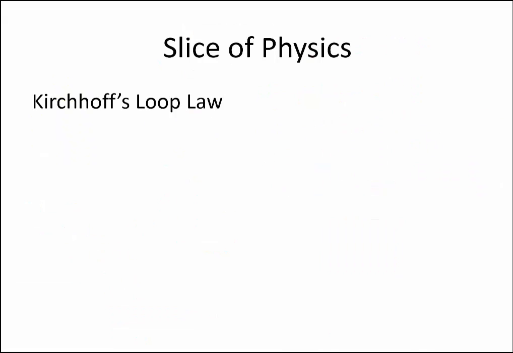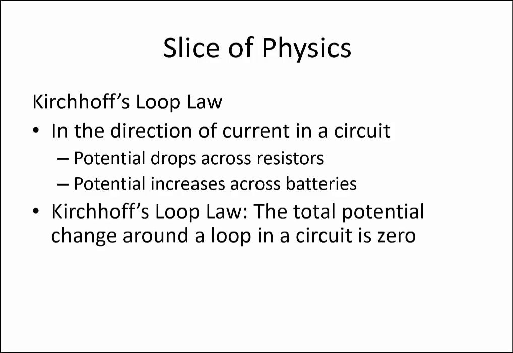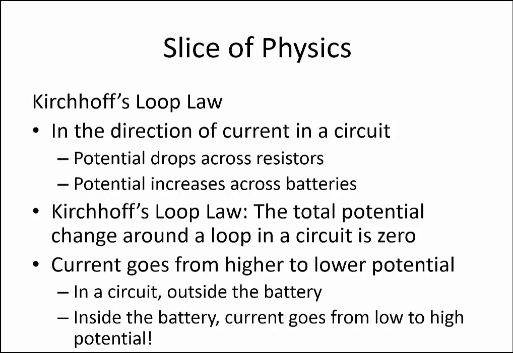To summarize, in this slice of physics, we learned Kirchhoff's loop law. First, we saw that in the direction of current in a circuit, potential drops when you cross a resistor and potential increases when you cross batteries. Then we looked at Kirchhoff's loop law, which told us that the total potential change around a full loop in a circuit is 0, and we saw a couple of examples of that. And finally, in doing all this, we saw that while current goes from higher to lower potential in a circuit outside the battery, the story inside the battery is reversed, where the current goes from low to high potential inside a battery. That's what the chemical energy in the battery does in moving charges up the hill.